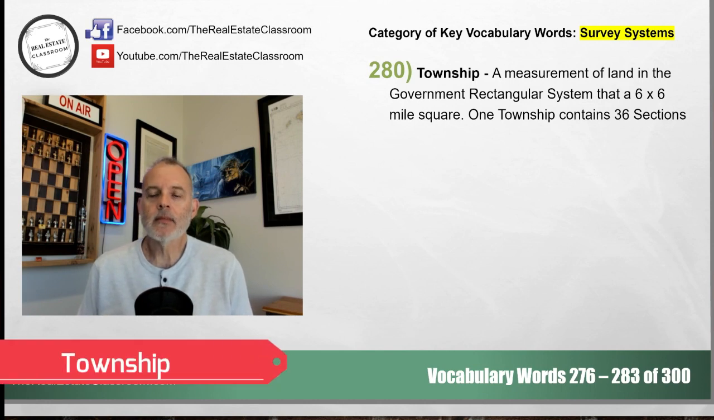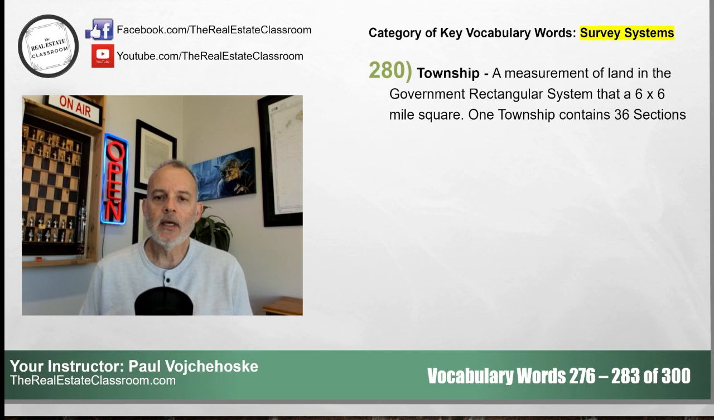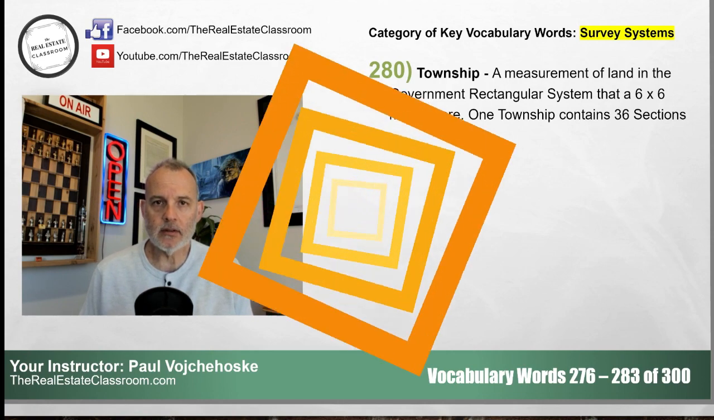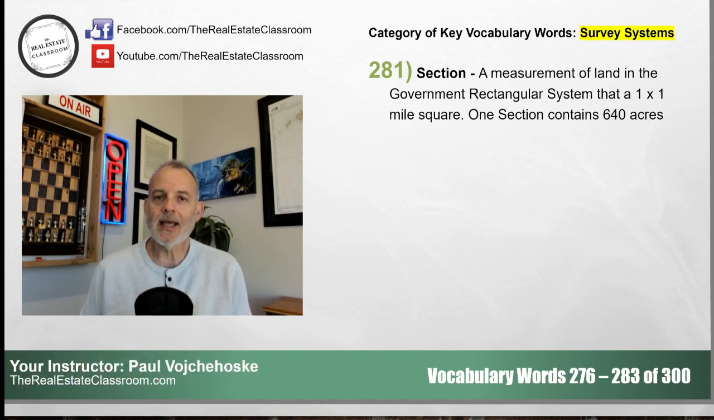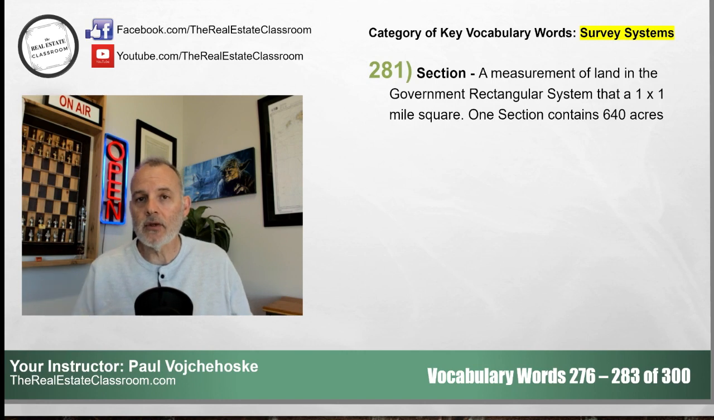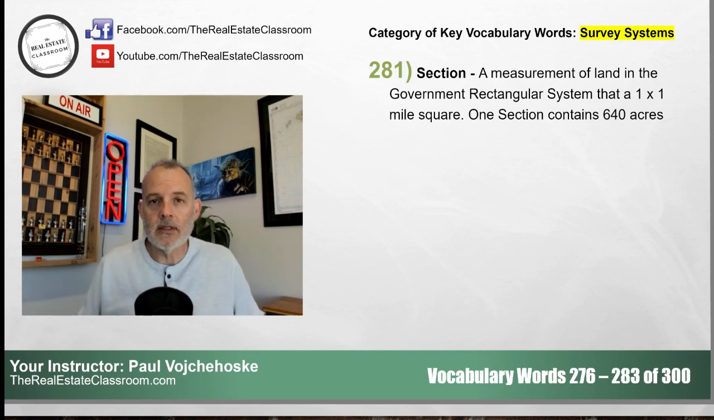Number 280 is a township. Again, it's another form of measurement in the government rectangular system. A township is 6 miles by 6 miles, and one township that is 6 miles by 6 miles contains 36 sections. Number 281 is a section. Again, it's a land measurement in the government rectangular system. It is a 1 mile by 1 mile square, and one section contains 640 acres. Again, these last three, the check, the township, and the section of land, you have to know how big they are and how many. A check has 16 townships. A township has 36 sections, and a section is 1 mile by 1 mile, and it contains 640 acres. You have to memorize those for your real estate exam.